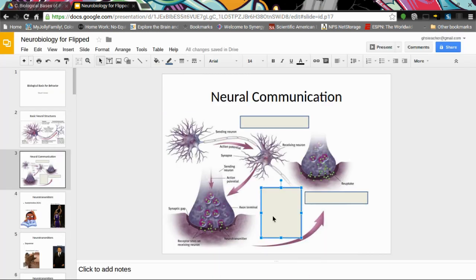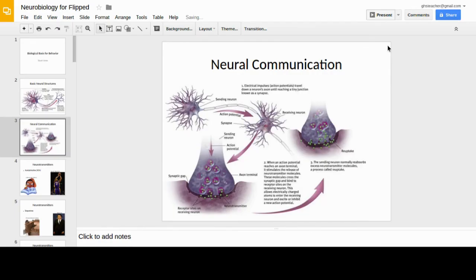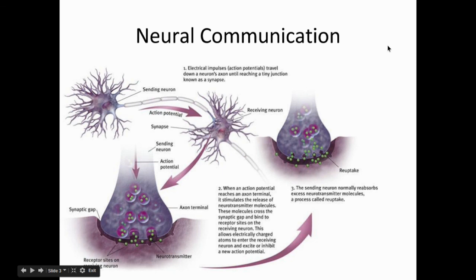Now at the end of each terminal branch, we have these little terminal buttons, the very end of the terminal branch of the axon. What you'll notice if you look closely is that the terminal button at the end of each terminal branch doesn't actually touch the dendrites of the next neuron. Instead, there is a small gap that we call the synaptic gap that exists between the sending neuron and the receiving neuron. And this is why we call this an electrical chemical system.